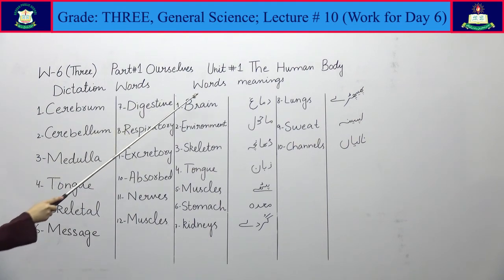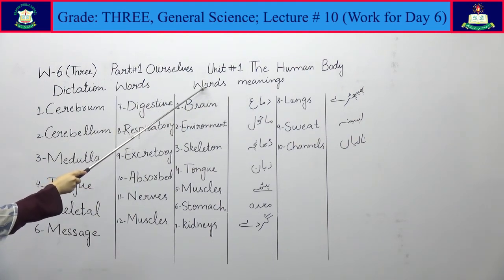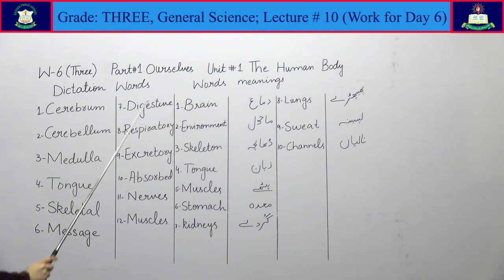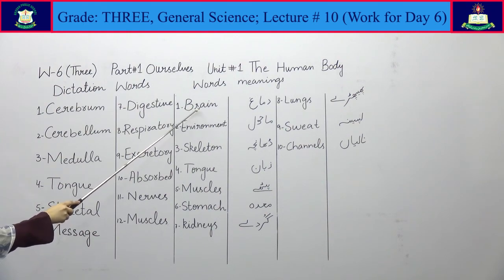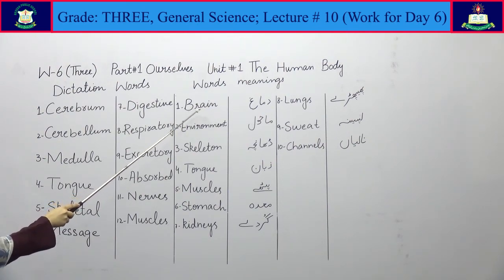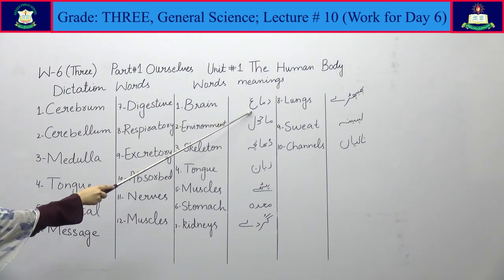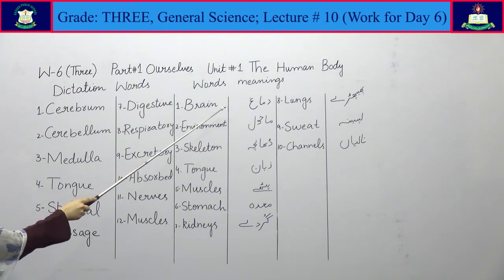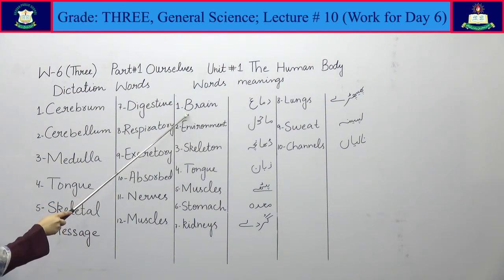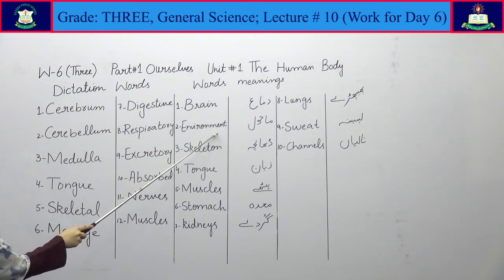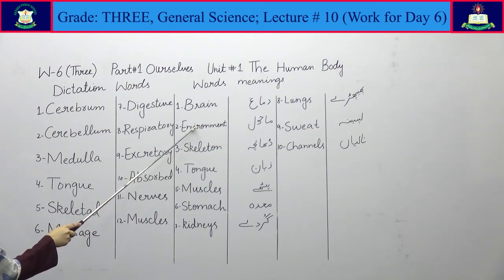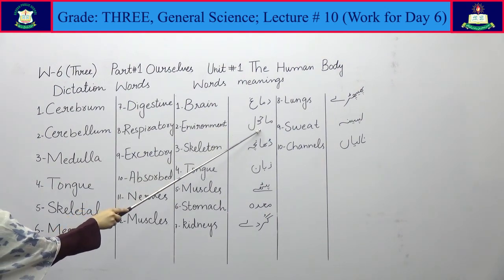Next is words, meanings. Number 1 is brain. B-R-A-I-N, brain. ब्रेन का क्या मतलब है? दिमाग. What is the meaning of brain? दिमाग. उर्दू में हम ब्रेन को दिमाग कहते हैं. Second word is environment. E-N-V-I-R-O-N-M-E-N-T, environment. Environment, माहौल.